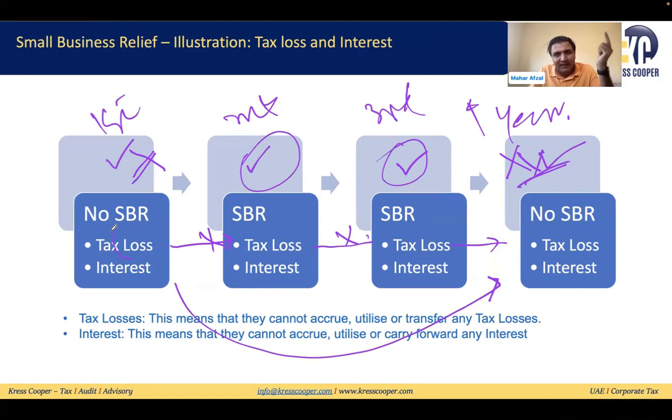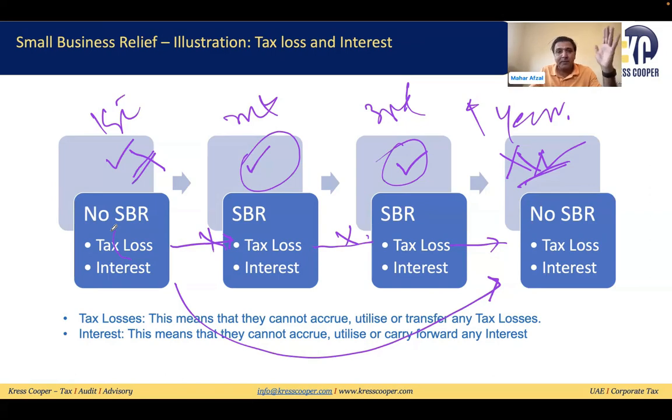In the second year and third year, whatever is the loss of the first year, whatever is the interest of the first year, it cannot be adjusted in the second year and third year. Second year and third year loss and interest cannot be adjusted in the fourth year. And first year loss and interest can be adjusted against the fourth year, because in both of these tax periods, the person has not opted for the small business relief.